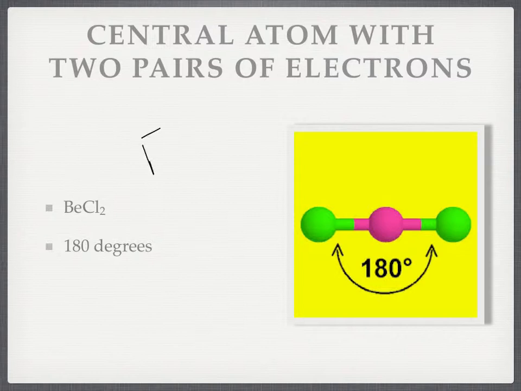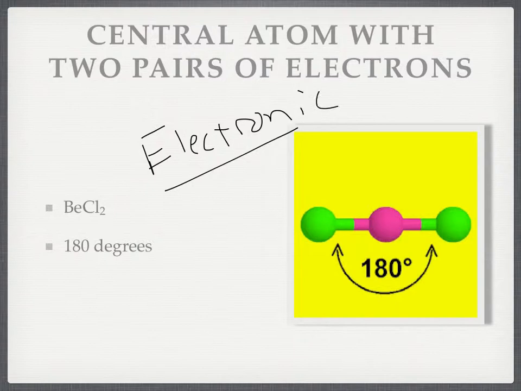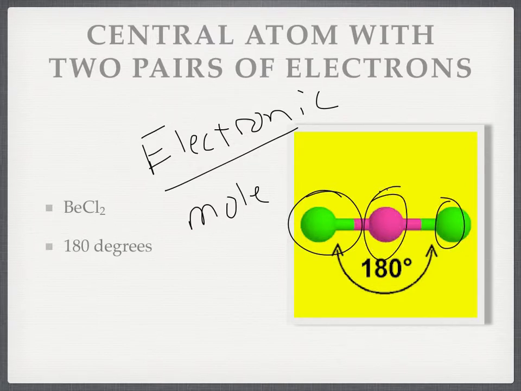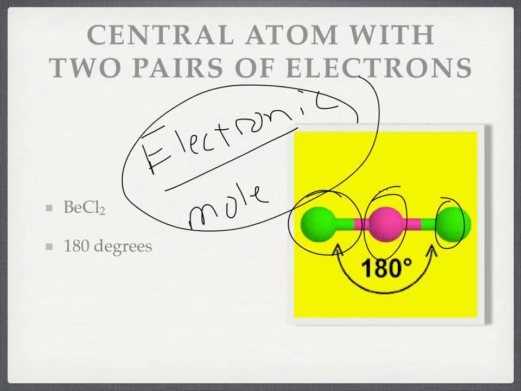Now when they're talking about electronic geometry, they're talking about all of the things including electrons. If there were just extra electrons in here, but in this case there aren't. And then if they're talking about molecular shapes, they're talking about where the atoms are. And sometimes, as in this case, they're both the same, but in some cases they won't be.